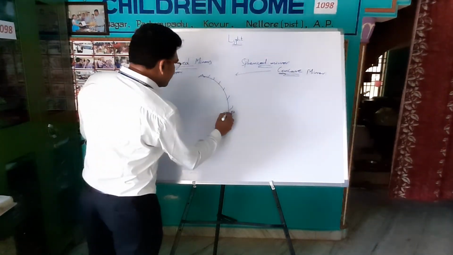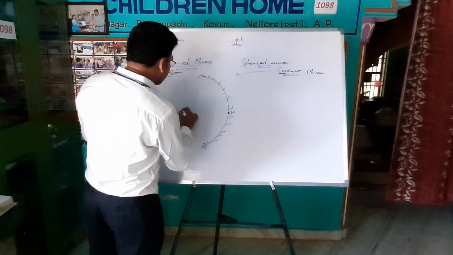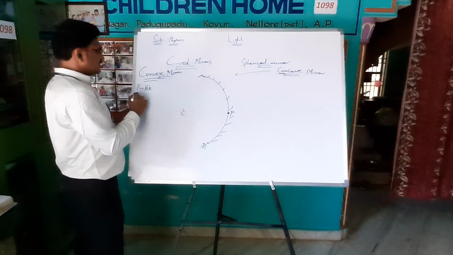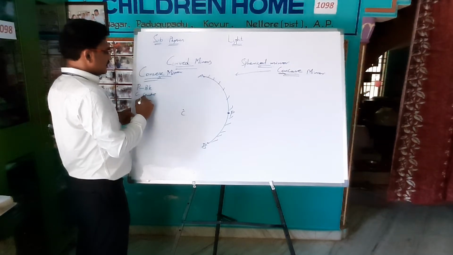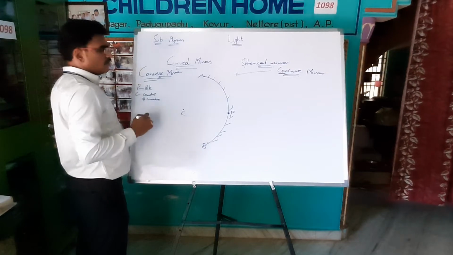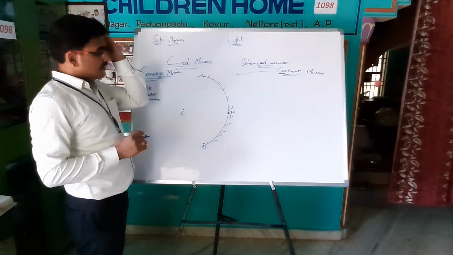And now here I am going to get a point, that is C. What is C here? C is nothing but the center of curvature. What is center of curvature? You should understand this one. C is nothing but the center of curvature.